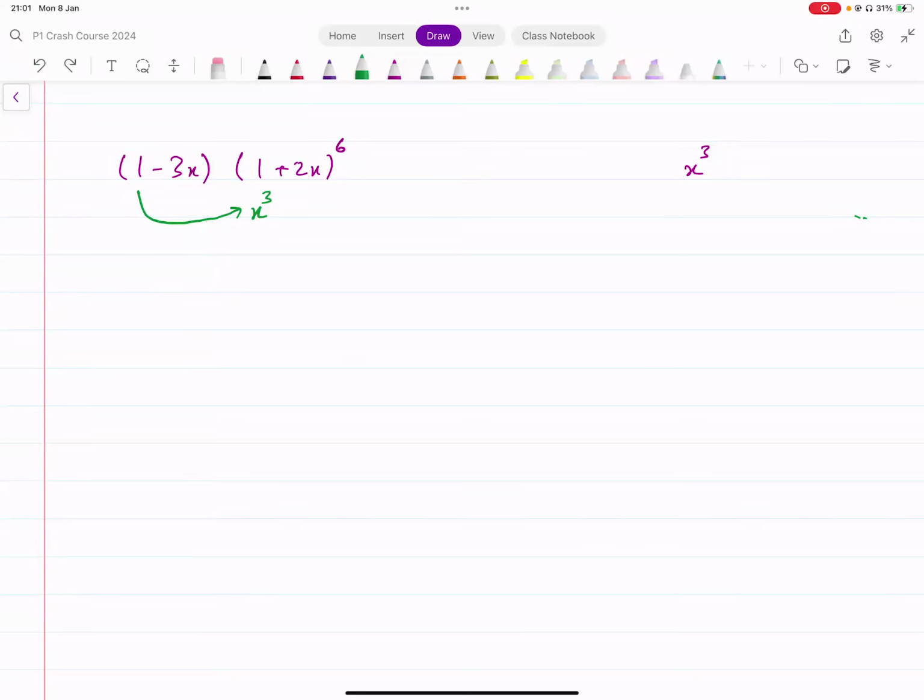And what about minus 3x? What are we going to need to multiply minus 3x with to get x cubed? We have x power 1 here already. We want x cubed as our final result. We would need to multiply it by x squared. So in order to get x cubed as the final result, 1 needs to be multiplied with x cubed. That's one way you can get x cubed. And minus 3x needs to be multiplied with x squared. That's another way that you can get x cubed. Is that okay?